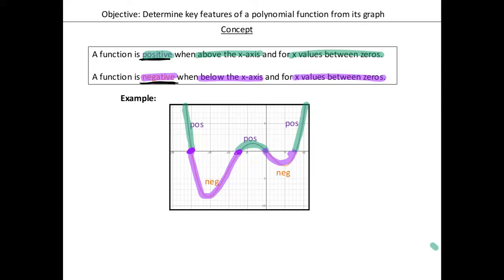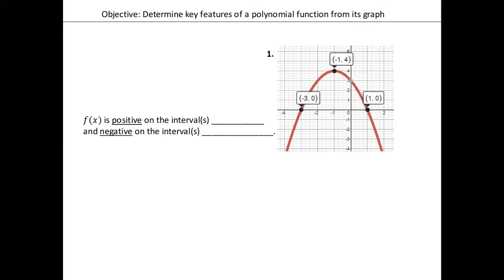This time the zeros are the changing points. If you notice, it changes from green to purple, purple to green at zeros instead of max and min. So if I look at the first example, for the function to be positive, I'm using green. Remember, I'm looking above the x-axis.